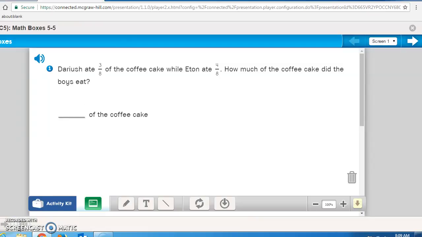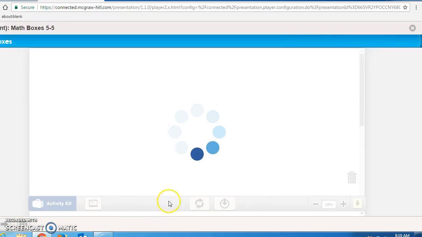The next, Math Journal page 166, you're going to do on your own, but I am going to read the problems to you so that you know what they say. So Math Journal page 166, Math Box 1 reads, Darusha ate 3/8 of the coffee cake, while Eaton ate 4/8. How much of the coffee cake did the boys eat? Hopefully you're realizing that you're going to have to add those two fractions to get your answer.